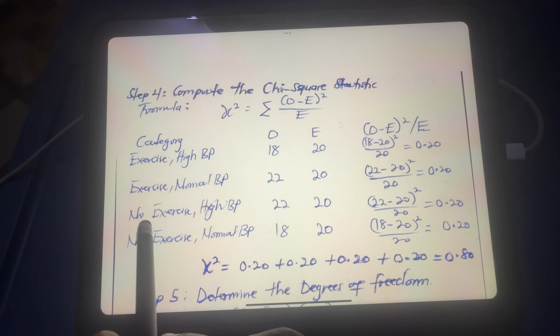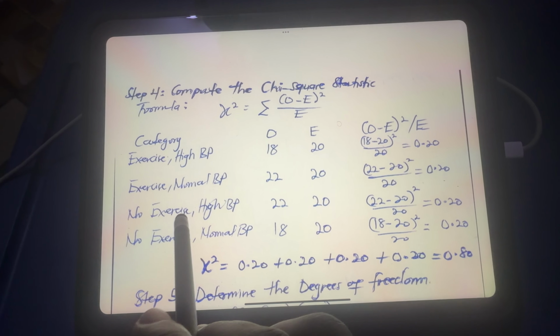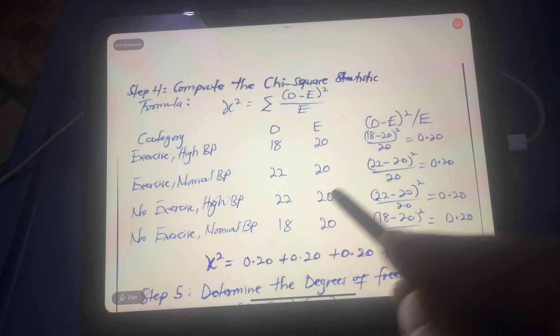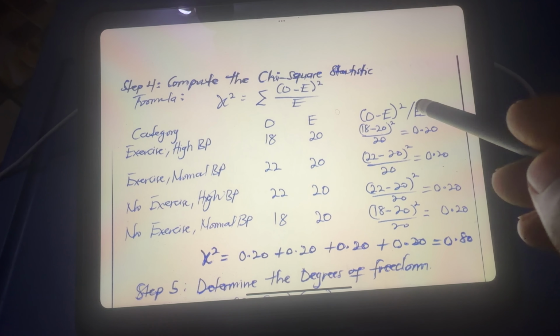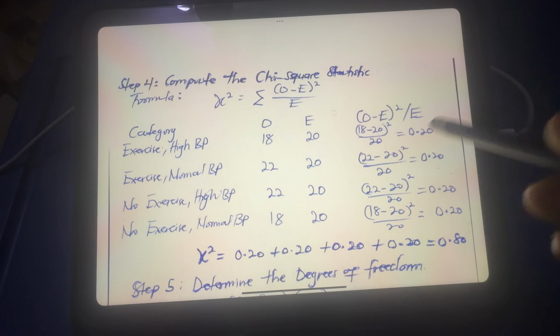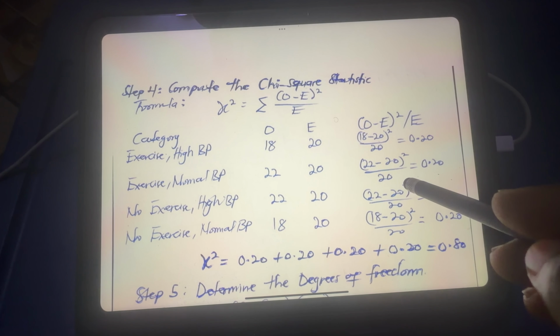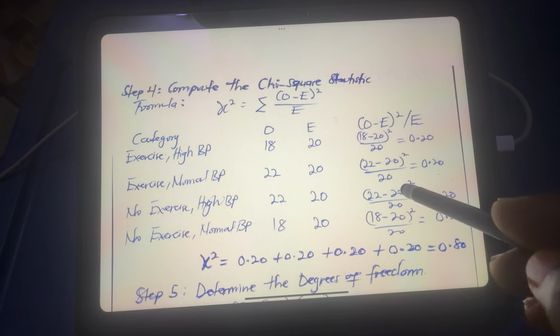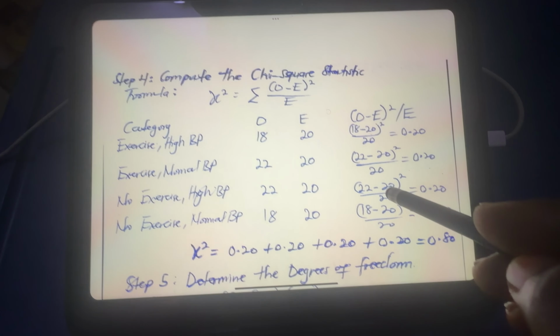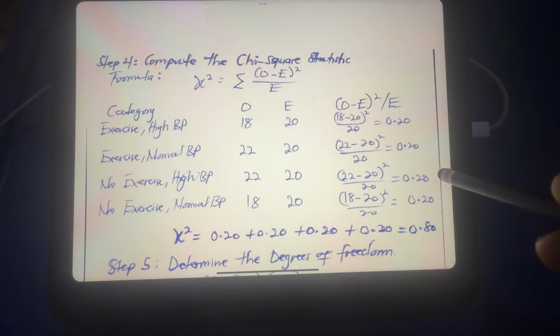Then you come to do not exercise regularly with high blood pressure. The observed frequency was 22. The expected frequency was 20. So the formula says observed minus expected, close the bracket, all squared, all over expected. So observed 22 minus expected 20, close the bracket, raise the power 2, all over 20. When you compute, you get 0.20.